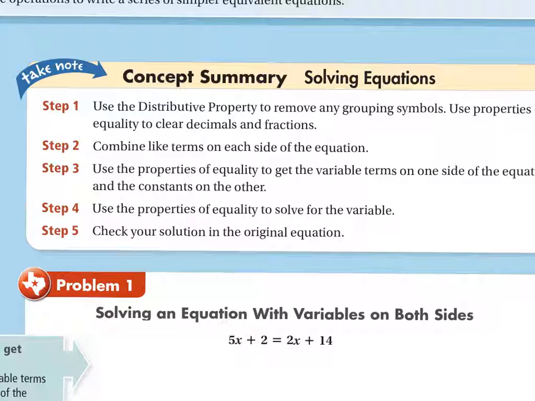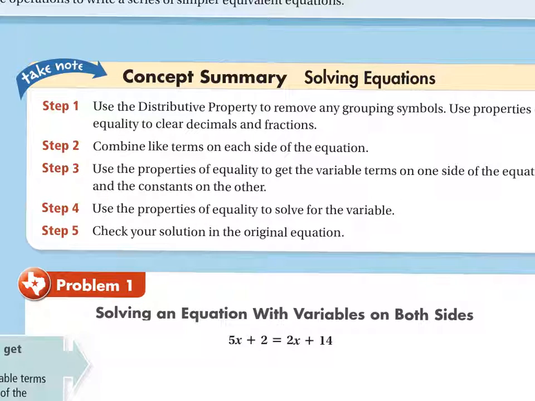Once we have that done, we move on to step 2, where we're going to combine like terms on both sides of the equation. If you remember, like terms are just numbers that share the same variable, the same letter. If they share the same letter, then they can be added or subtracted. If neither of them have a letter, they can be added or subtracted. We want to get that done on both sides because it means there are fewer numbers to work with. Then it says use properties of equality to get the variable terms on one side of the equation and the constants on the other.